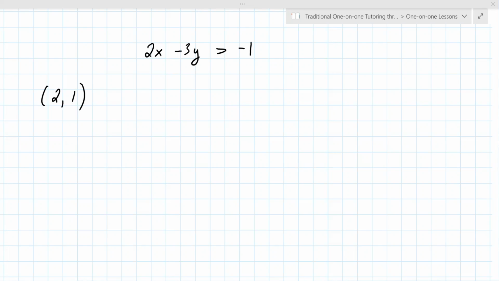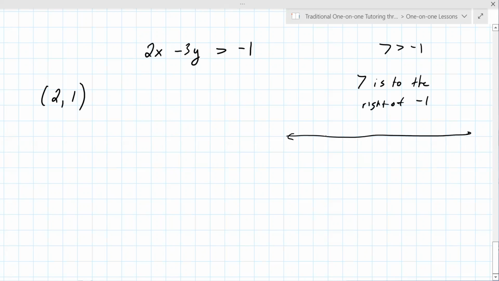Seven greater than -1. Okay, so you said 7 greater than -1. So is this true or false? True. Okay, so this means 7 is to the right of -1. So again, like on a number line, 7 is greater than -1. -1's here and 7 is over here. Okay, now let's just see if that's the correct number.